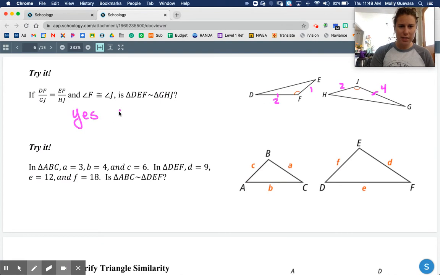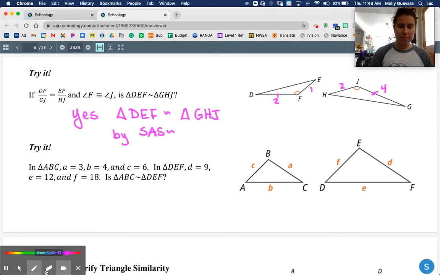So we can say yes, triangle DEF is similar to triangle GHJ by, remember, our three are either angle angle, side side side, or side angle side. In this case, it's side angle side. So side angle side similarity. Okay.